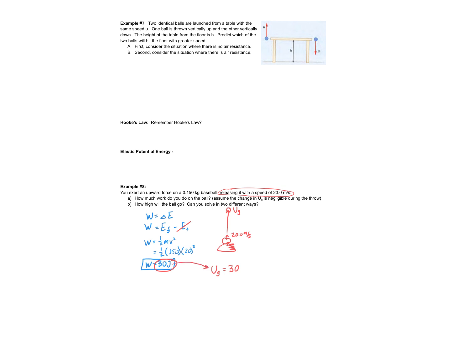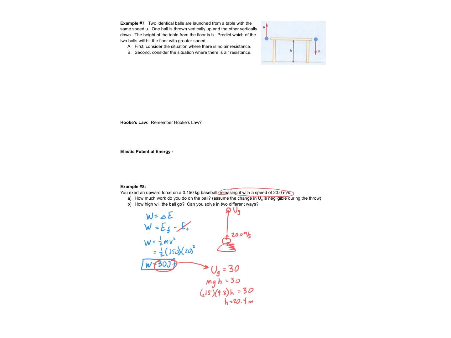And so I'm going to go ahead and put my mgh in for that. The mass, of course, was 0.150. g is 9.8. And then I should be able to solve for the h. And so I'll go 30, divide by the 0.15, and then divide by the 9.8. And I get a height of 20.4 meters.